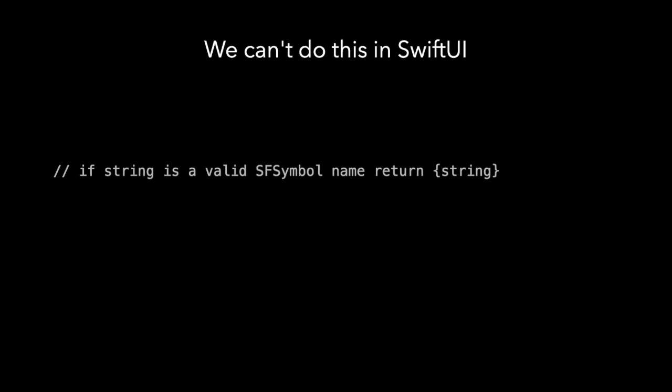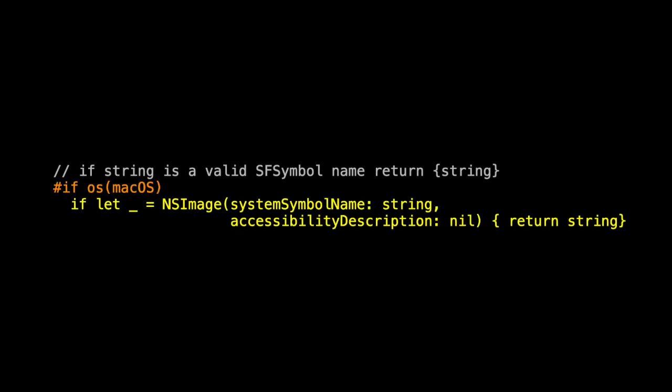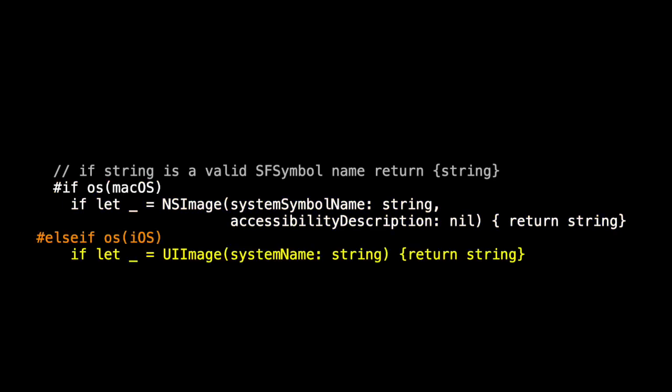Unfortunately, we can't do this in SwiftUI, so we have to use platform-specific code. If we're on the Mac, we can use NSImage to tell us whether this is a valid symbol or not. Otherwise, if we're in iOS, we can do the same using UIImage. And that's the end of our checking. It's a little more complicated than I'd like, but it's still not too bad. But that's just a detail. Let's focus on the important part.